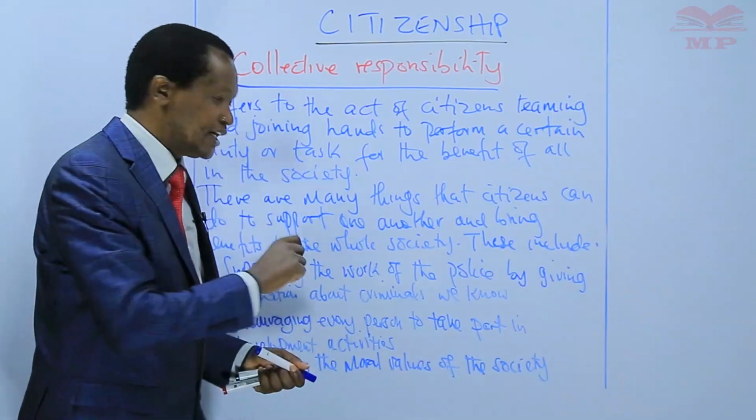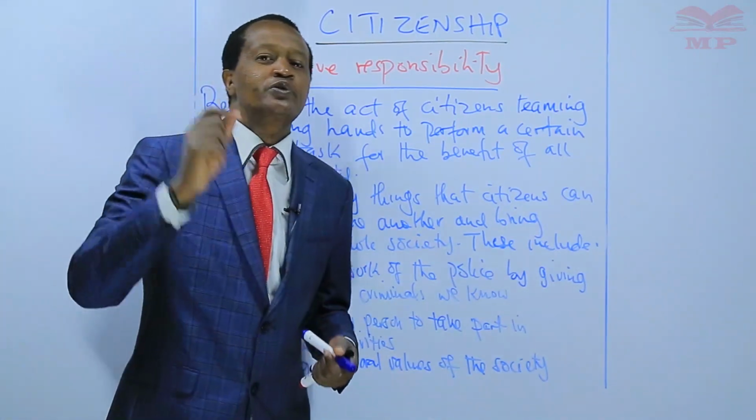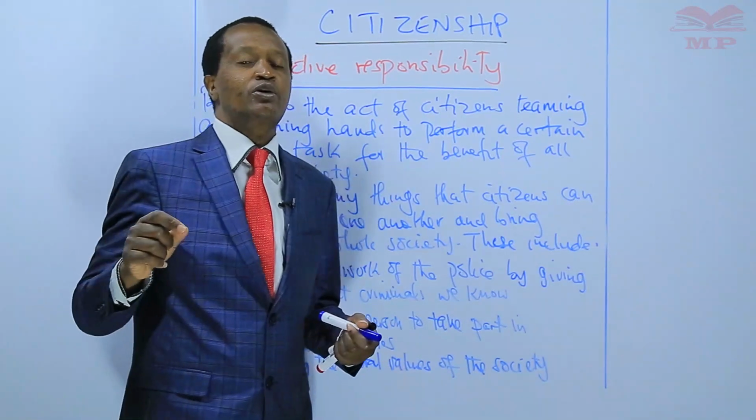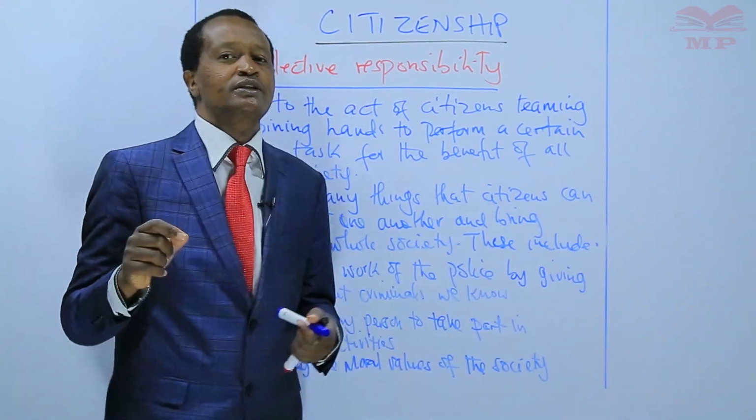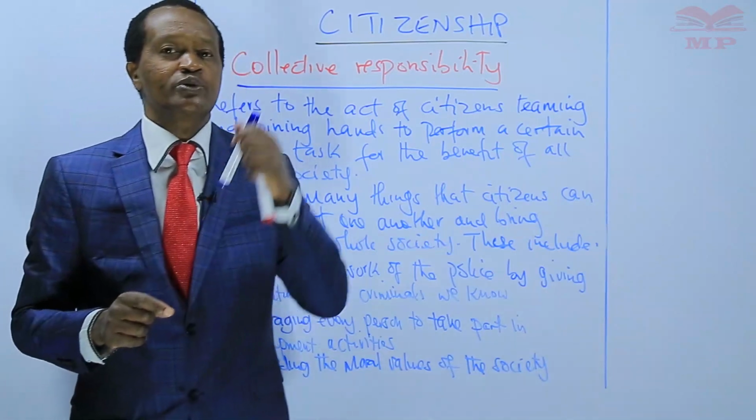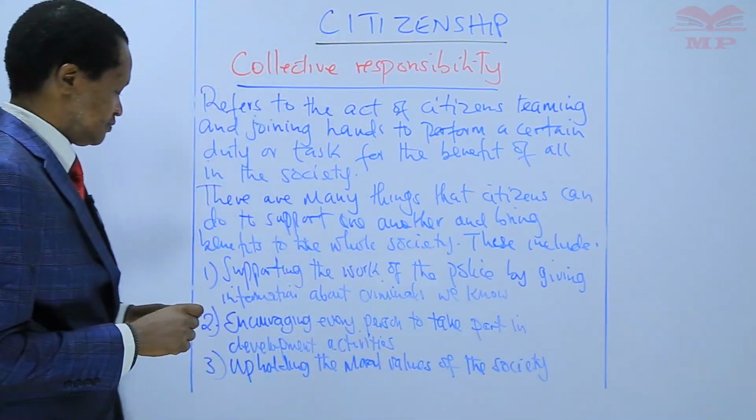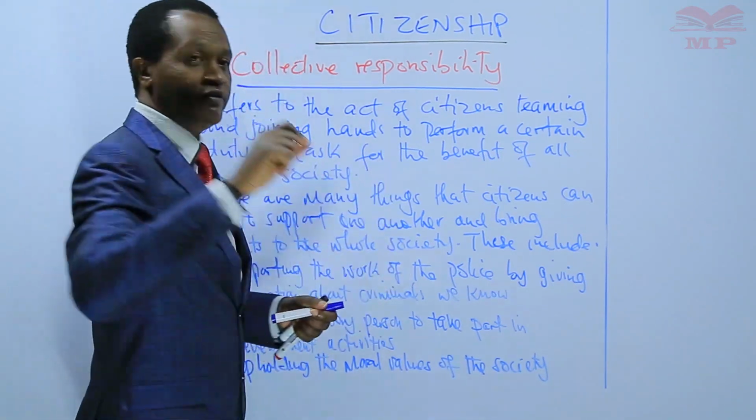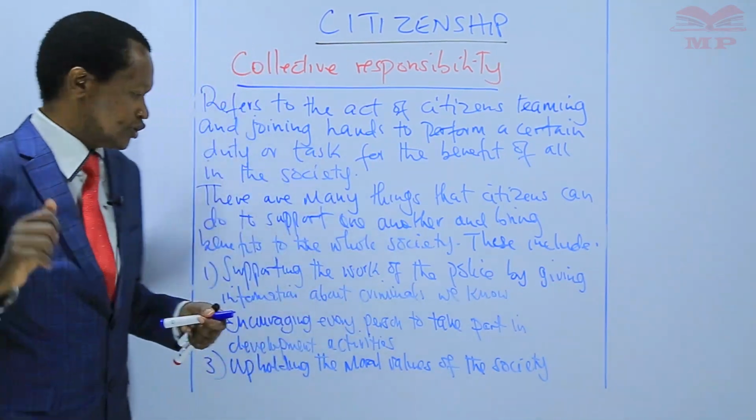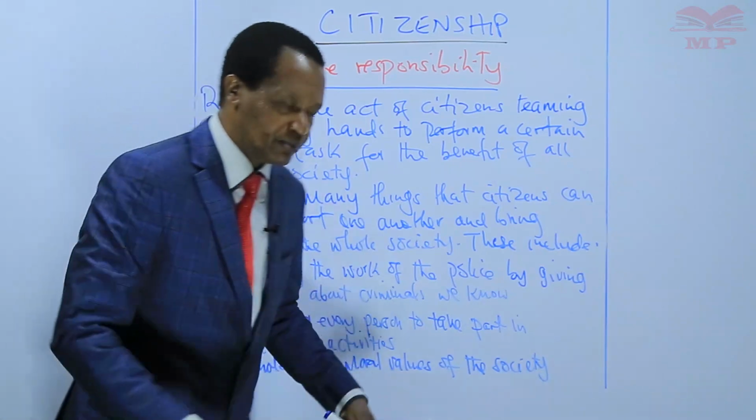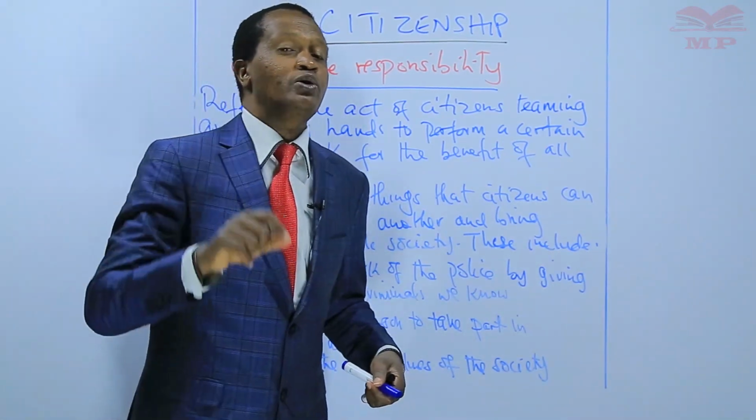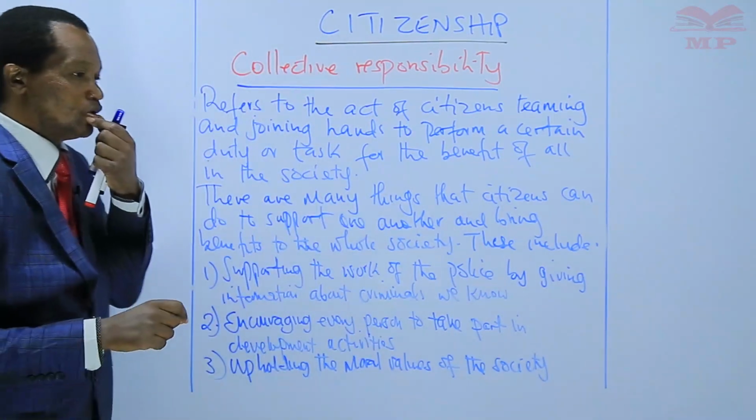And this can be done by refusing to give bribes or refusing to take bribes and fighting corruption in the society. Bribery is a moral vice. So by refusing to bribe or refusing to take bribes, then you will be upholding the moral values of the society.